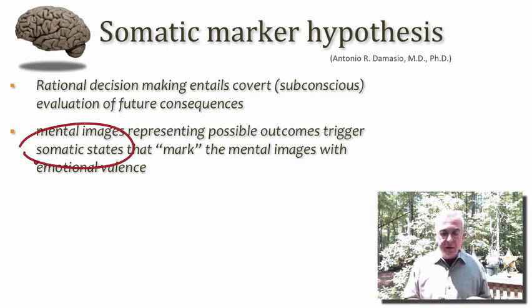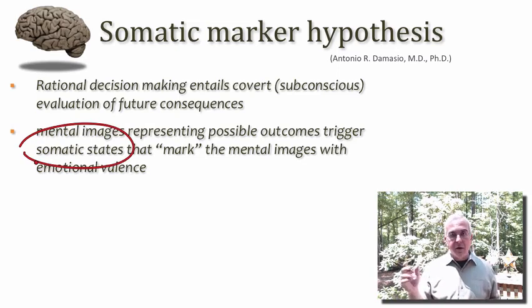So these are somatic states that would mark these mental images with emotional valence. Now, what he's getting at is that the brain might actually be representing the state of the body as it experiences the consequences of our decisions, and that these brain representations of somatic state then become a source of bias that can influence the outcome of these covert deliberations.